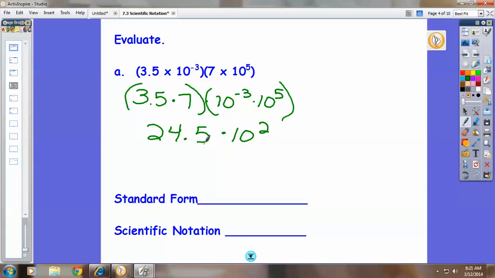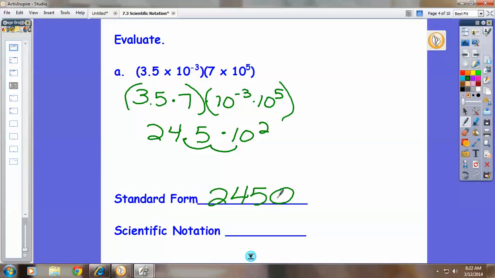So let's put this into standard form. We have a positive exponent. We want to make our answer really big. What am I going to do with that decimal to make our answer big? To the right. 1, 2 places. How many zeros do I add? 1. So I have 2,450. That's our standard form.